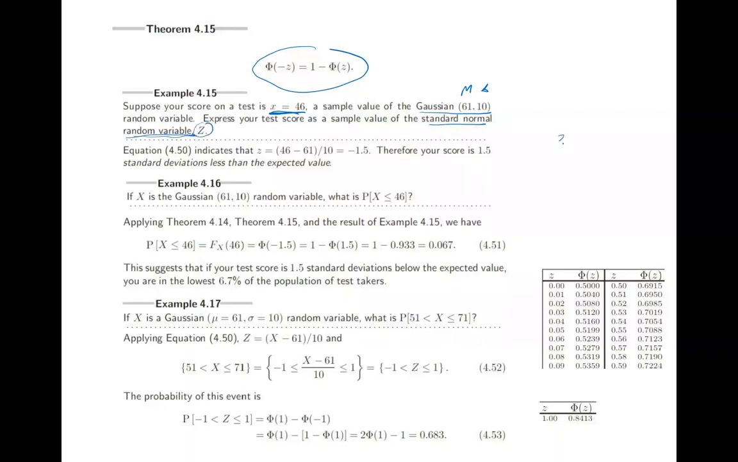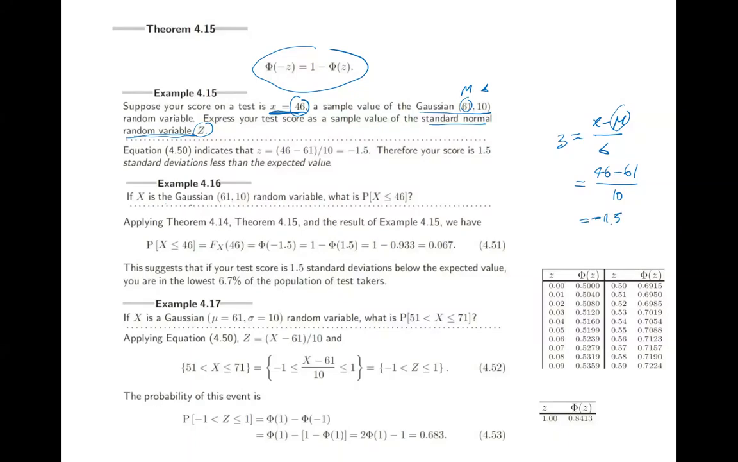Okay, remember the formula. Z was simply x minus mu over sigma. So x is 46. So 46 minus mu, the average value, which is 61, divided by the standard deviation 10, which is minus 1.5. Okay.